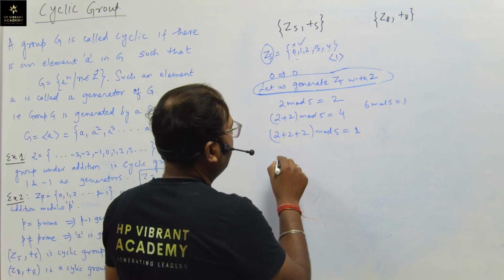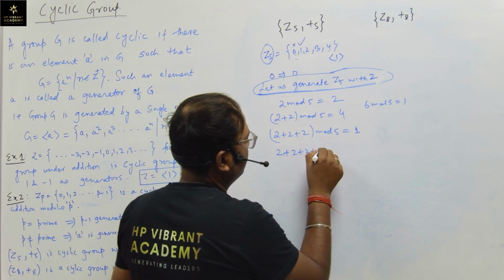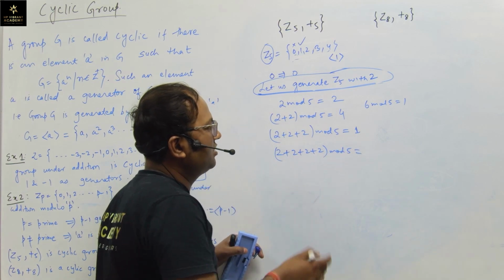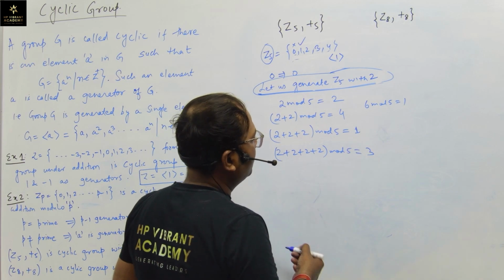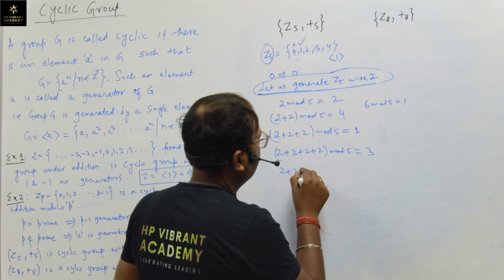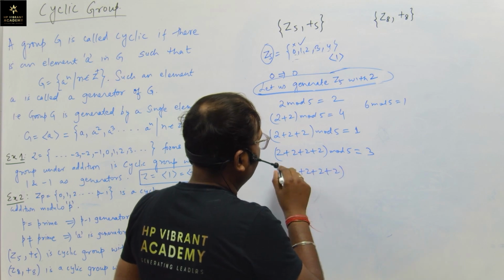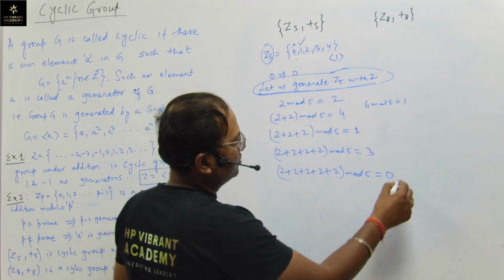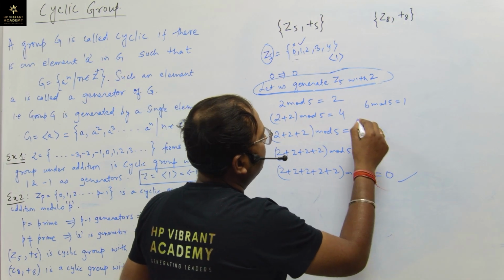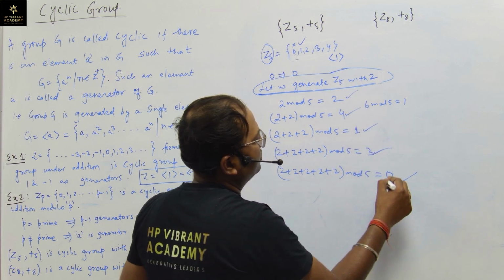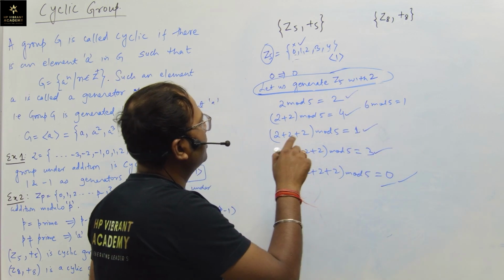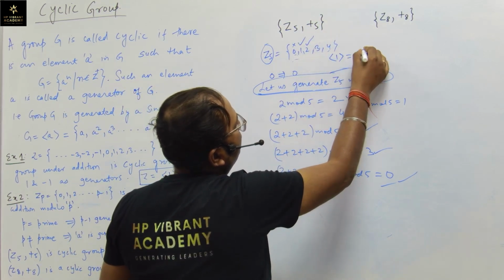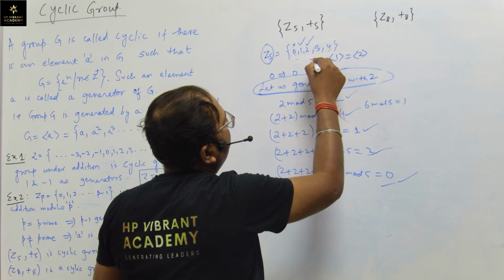Now we have 2 plus 2 plus 2 plus 2 mod 5. So this is 8 mod 5. This means remainder is 3. Now let us operate this one more time. This is 2 plus 2 plus 2 plus 2 plus 2 mod 5. This is 10 mod 5. This means this is 0. So all the elements are generated. This is 1, this is 2, this is 3, this is 4, and this is 0. So 2 is also generating all the elements of Z5. So 2 is also a generator.